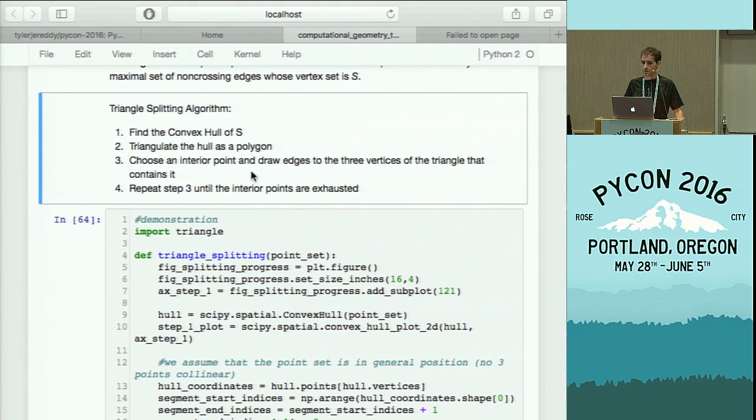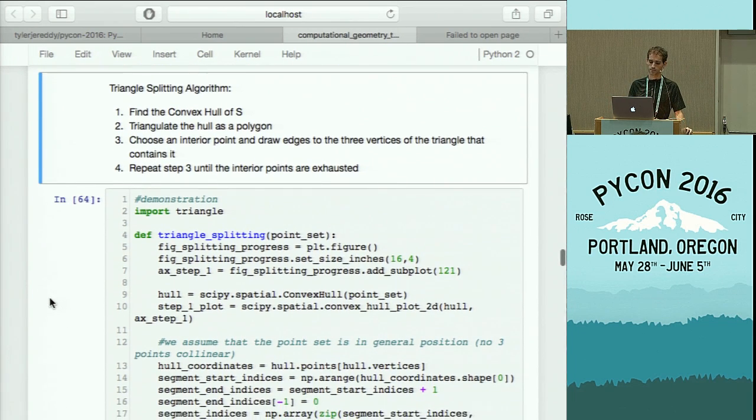And then we'll choose all of the interior points, and we'll draw edges from those interior points to the corners of the triangles that they're inside. So you have your initial triangulation of the polygon, but then you also have your input points, and those input points will be used to draw even more triangles. Then we repeat this third step until we've connected all those interior points and generated a whole bunch of extra triangles, and that will be one possible triangulation of the data set.